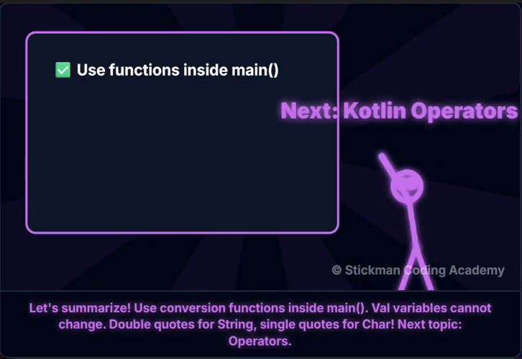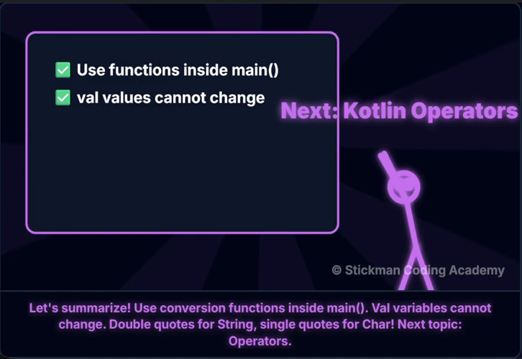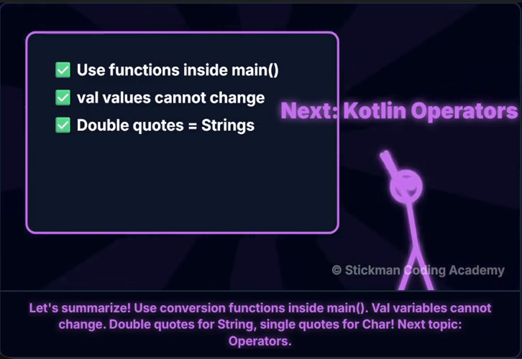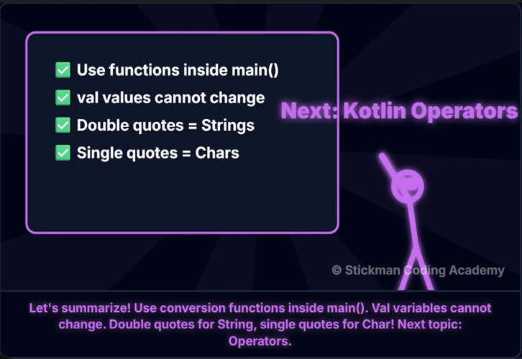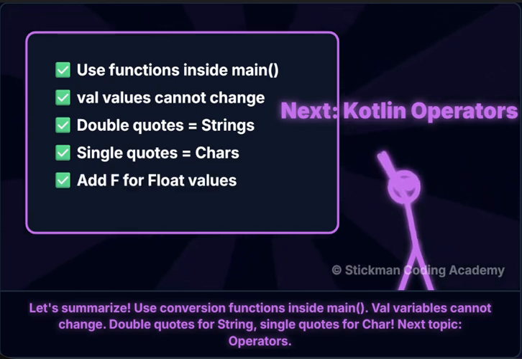Let's summarize. Use conversion functions inside main. Val variables cannot change. Double quotes for string, single quotes for char.